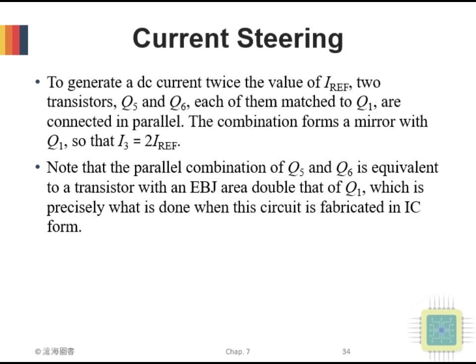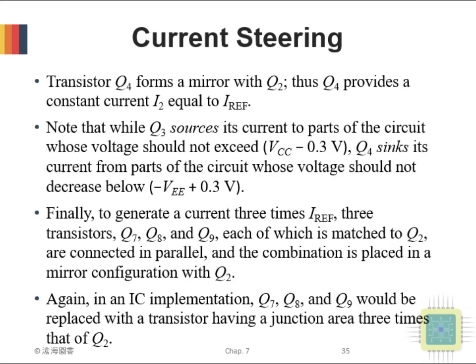Note that the parallel combination of Q5 and Q6 is equivalent to a transistor with an EBJ area double that of Q1, which is precisely what is done when this circuit is fabricated in IC form. Transistor Q4 forms a mirror with Q2. Thus, Q4 provides a constant current I2 equal to IREF.